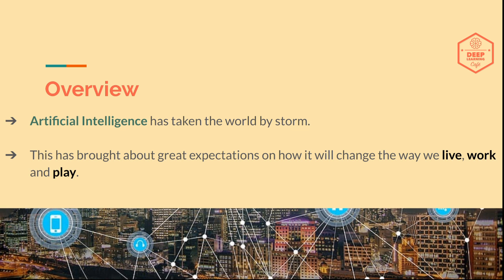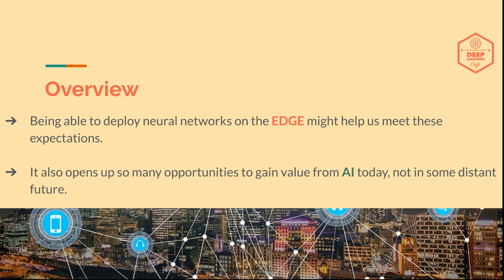Okay, so basically the overview. Artificial intelligence has taken the world by storm, and it's brought about great expectations as to how it will change the way we live, work, and play. That's evident in the way that I've been hearing about artificial intelligence in social media, the news, everywhere basically. It's pretty evident that artificial intelligence is here and it's going to change our lives. What's new now is that we're getting to the point where we're able to deploy these neural networks, which are just a part of artificial intelligence, on the edge, and they're going to help us meet some of these expectations.